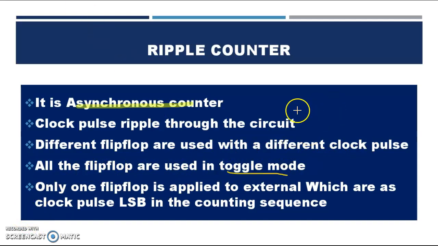Toggle mode is nothing but changing the output from 0 to 1 or 1 to 0, which means when it is in 0 state there is no toggle, but when it is in 1 state it is toggled, and again when it is 0 it comes under the state like this. In this ripple counter, only one flip-flop is applied to the external clock pulse, which is the LSB in the counting sequence.